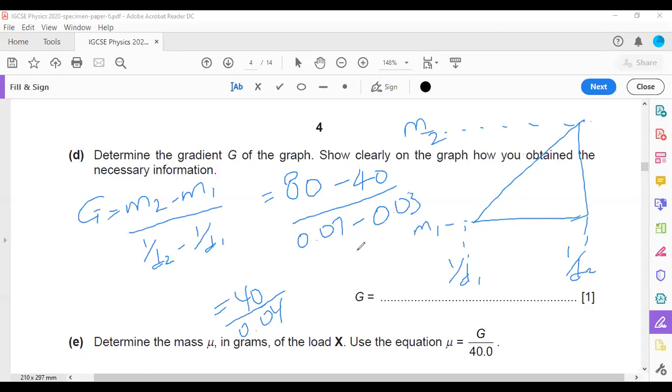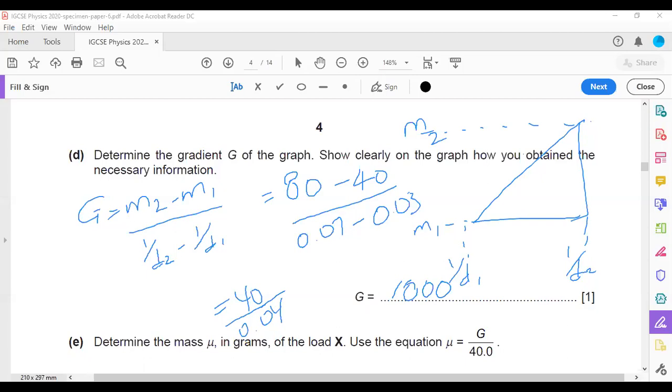We get 1,000, so G is around 1,000. That's the gradient. 1,000 is the value so far. Right, and that's all it asks us to calculate, G. Anyone get that or close to that at least?